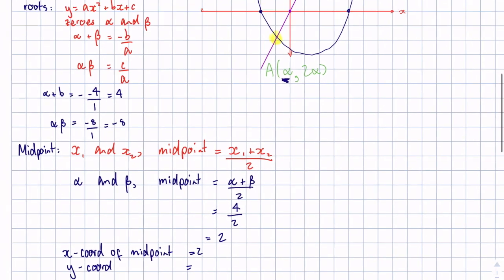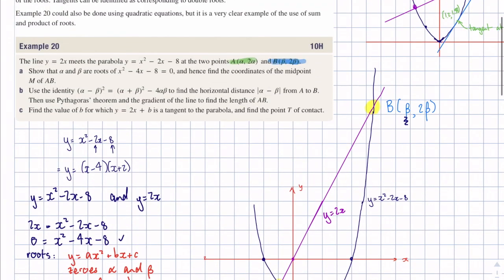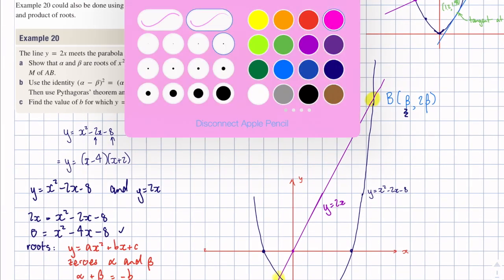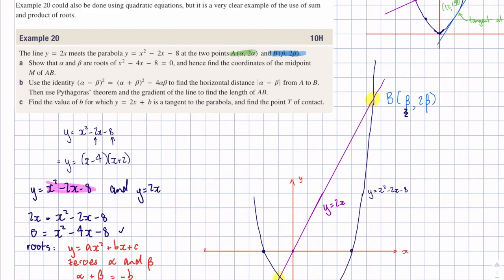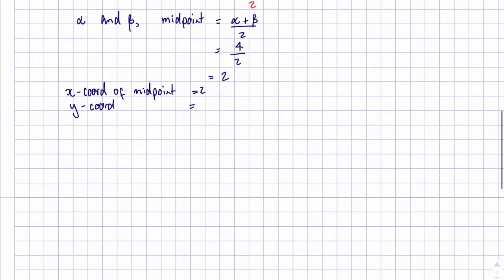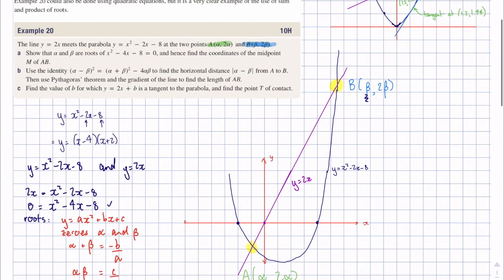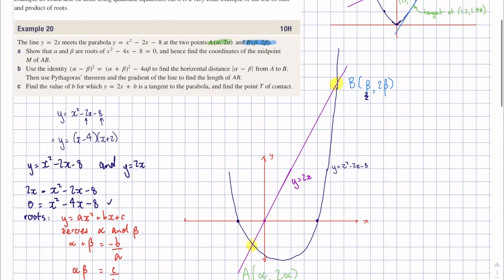The y coordinate, I could sub this 2 into either of my first equations. So I could sub it into x squared take 2x take 8, or I could sub it into 2x. It's going to be easier to sub it into 2x. So 2 times 2, which is 4. So the midpoint is at 2, 4. Okay, that's a lot so far. We've found the midpoint. Okay, so we've done part A.